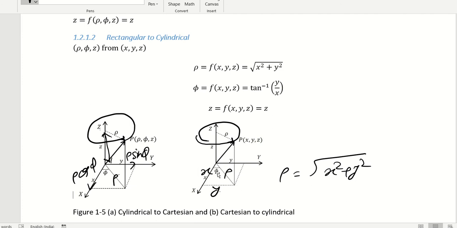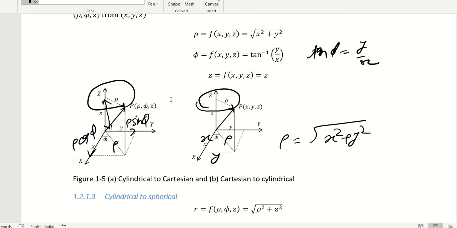If I take tan theta, so tan theta will be perpendicular by base, so y by x. So theta will be tan inverse y by x. Basically what I am telling is tan phi is y by x, so phi will be tan inverse y by x. Similarly, z will be z only, it is having this much value. So this is how we have understood rectangular to cylindrical and cylindrical to rectangular.